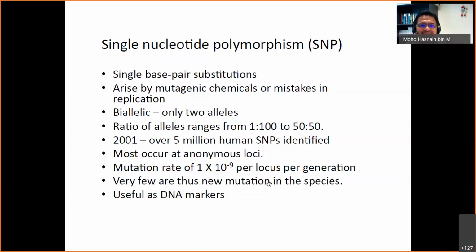Yes, anything? Any question? Okay, useful for DNA markers. All right, you have to remember SNP, minisatellite, microsatellite are not only used in humans, but in other organisms as well. Dr. Ho, for example, used SNP to identify the kelampayan.